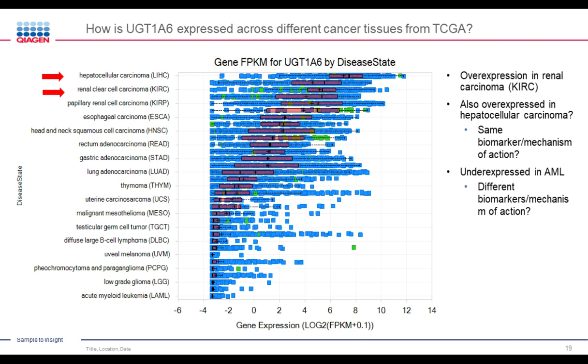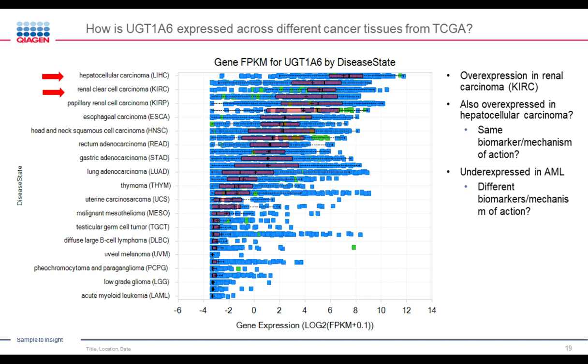So on the x-axis, we have gene expression, and on the y-axis, we have different tumors. What you see over here is UGT1A6 is expressed more in carcinomas such as renal cell carcinoma and hepatocellular carcinoma, and it's expressed relatively less in cancers such as acute myeloid leukemia. So in some ways, it does seem to be expressed more in renal cell carcinoma compared to other tumors if you think about its marker application.